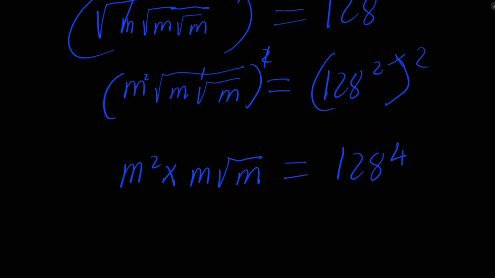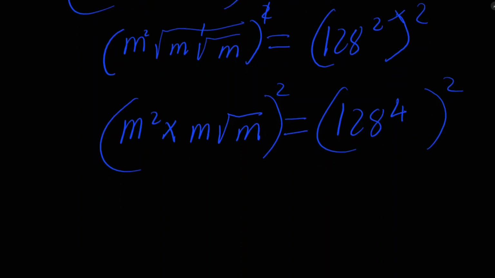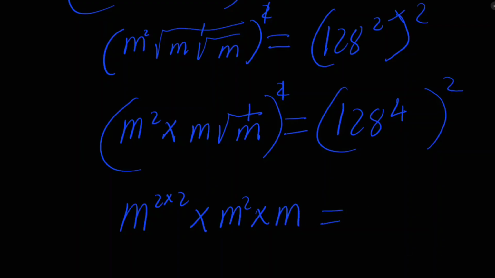Looking at this again, we have to take out this root, so we square both sides again. And now after squaring both sides, we have m to the power 4 times m squared, since this cancels this, now m is equal to 128. This times this is 8.